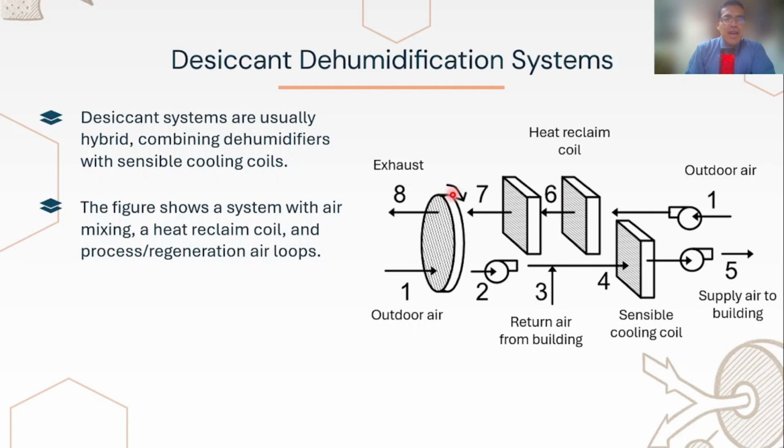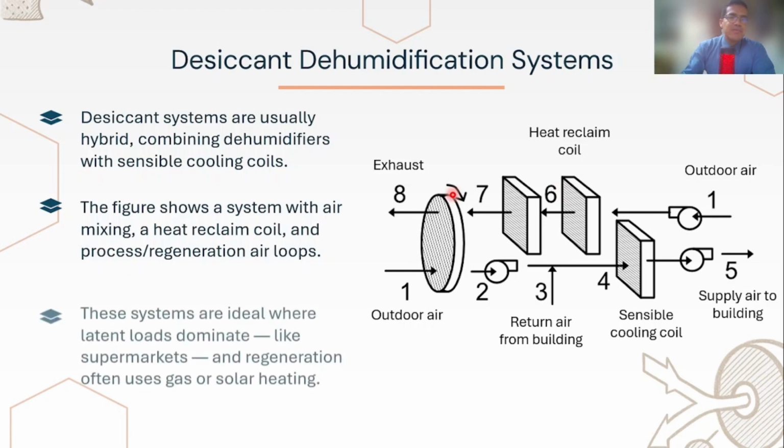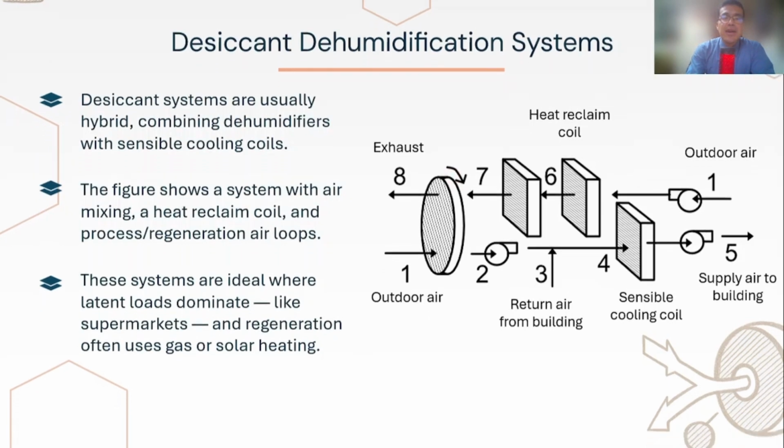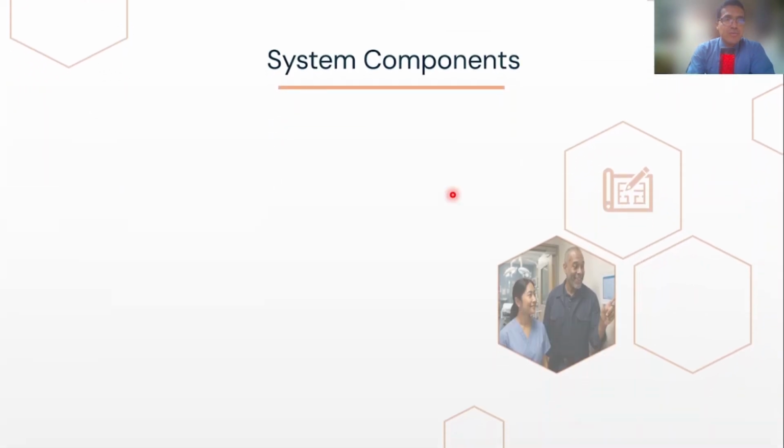This design helps maintain comfort while minimizing the need for reheat. Applications like supermarkets are particularly well suited for this kind of system. Since latent loads dominate, the desiccant system handles moisture, while the coil ensures temperature control. Regeneration is typically powered by natural gas, but solar-assisted systems have also been explored.